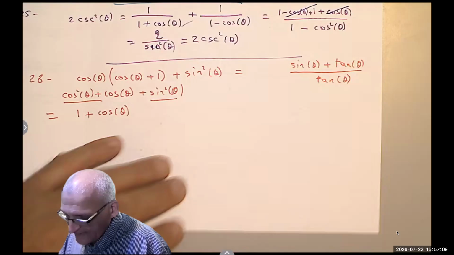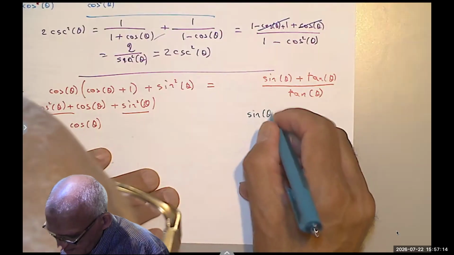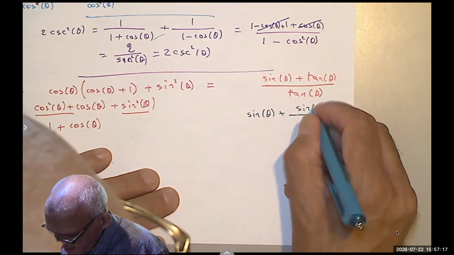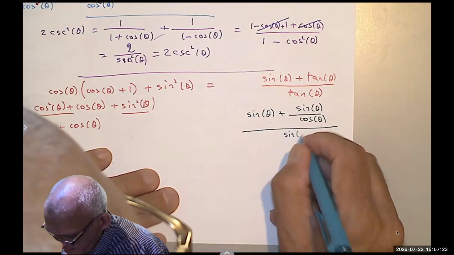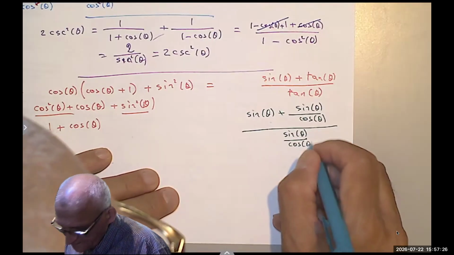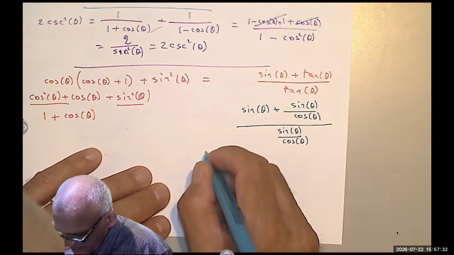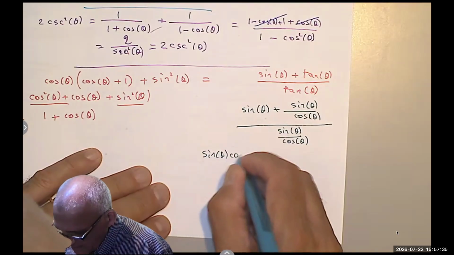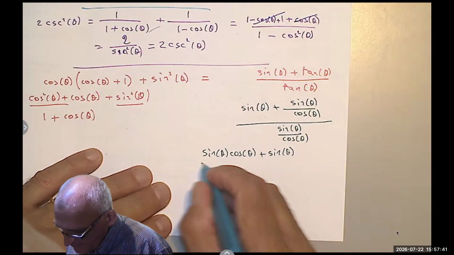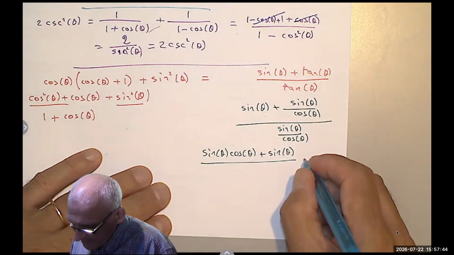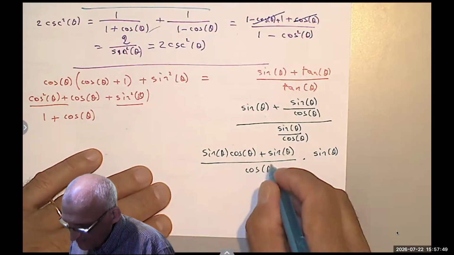So I'm going to go to the right-hand side and say, this is sine theta plus sine theta over cos theta divided by sine theta over cos theta. I can take a common denominator of the numerator, so that would be sine theta cosine theta plus sine theta divided by, and then I can multiply by the reciprocal. So I'm going to multiply by sine theta and divide by cosine theta.